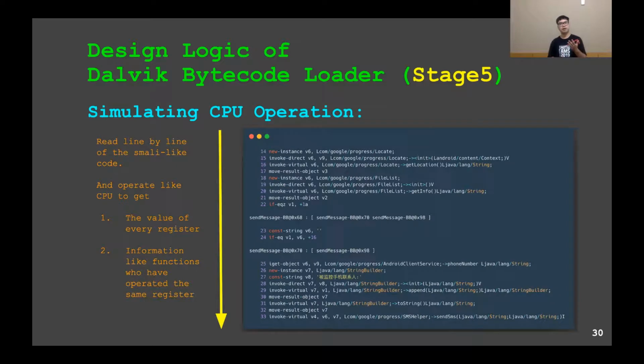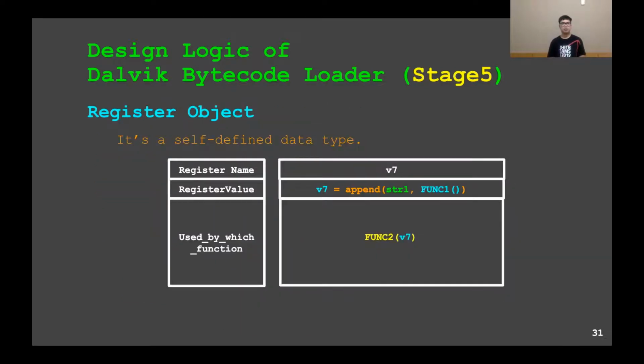So in stage 5, we simulate the CPU operation and we will read line by line of the smali-like source code and operate like a CPU to get two things. First, the value of every register. Second, the information like functions who have operated the same register. To make this happen, we create a self-defined data type. We call it register object.